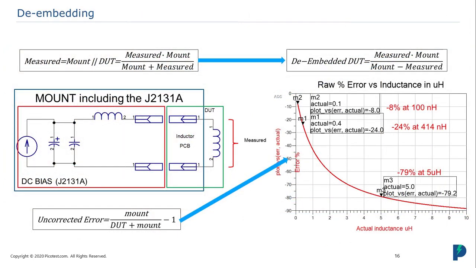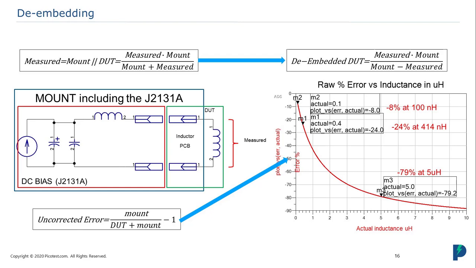Here we can see the measurement schematically, and so you'll see the J2131A bias source effectively looks like an inductor. And we connect an inductor printed circuit board mount that has the inductor on it. And so when we make this measurement, we're actually measuring 2 inductors in parallel. One that's the J2131A and one that's the device that we want to measure. So what we're measuring is this parallel equivalent.